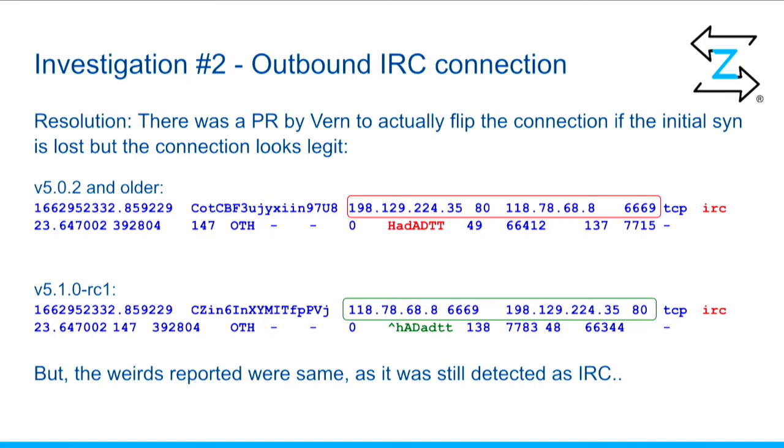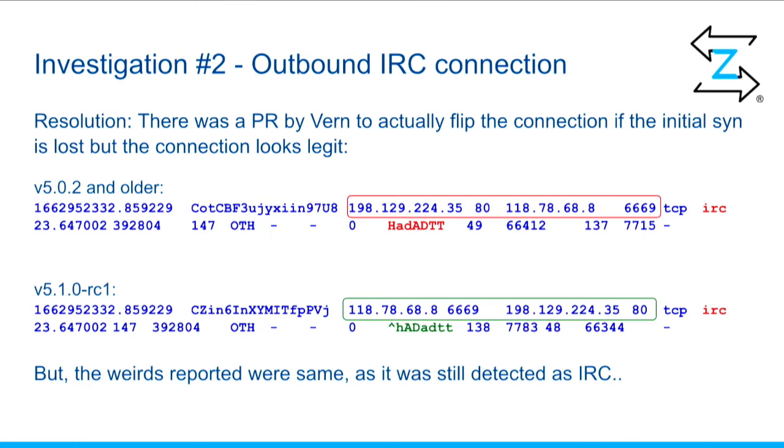It says that it is a legit connection. It is not a scan attempt, and I'm just going to flip the connection. So that PR got merged into the master at that time. That means it was actually available in 5.1 and newer versions. So he asked me to test or rerun that PCAP with the newer version of Zeek.